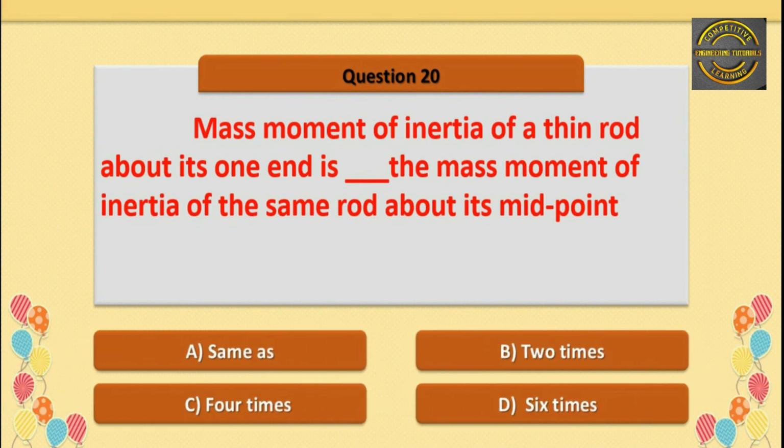Question number 20. Mass moment of inertia of a thin rod about its one end is how many times the mass moment of inertia of the same rod about its midpoint. Option C is correct, 4 times.